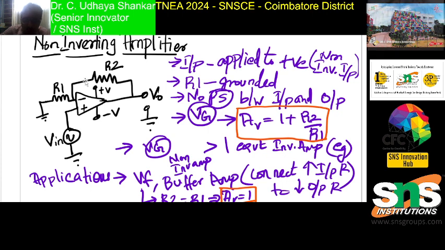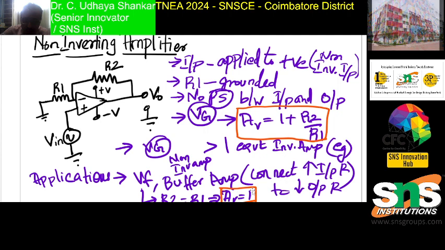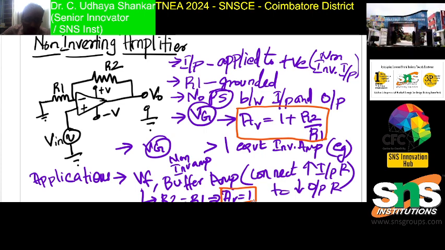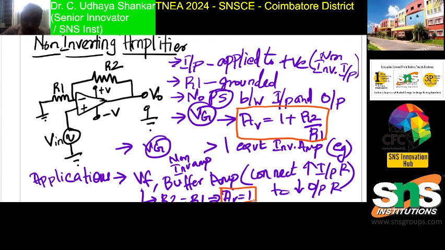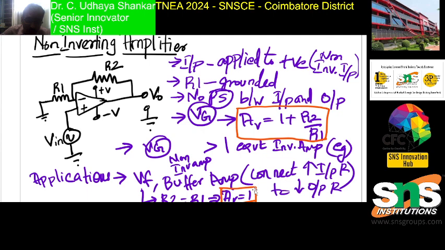If you put R2 as 0 and R1 as open, then you will see that the voltage gain will be equal to 1. By this, the non-inverting amplifier can be used as a voltage follower. Here it can also be used as a buffer amplifier, where you can connect a high input resistance to a low output resistance.